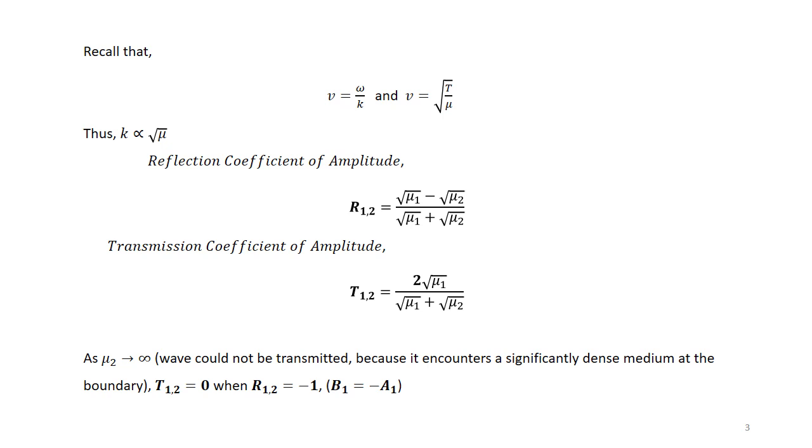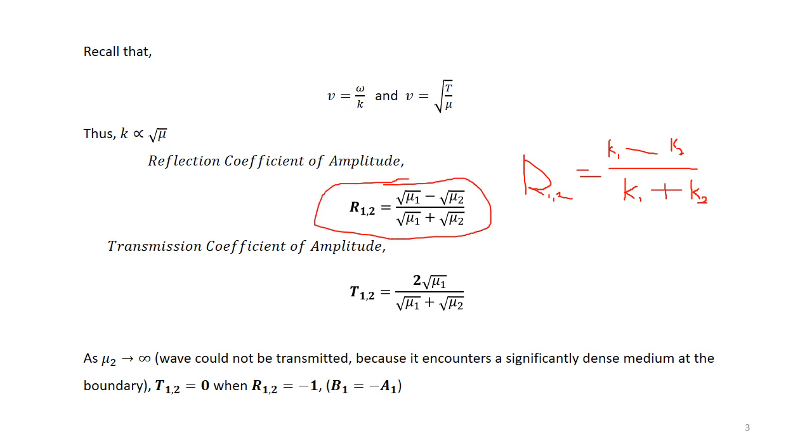Recall we said that R1,2 we can obtain using K1 minus K2 over K1 plus K2. Now if the wave number is not known, but we have the linear density of the medium, then you can use this other expression to obtain it. And how do we obtain that?